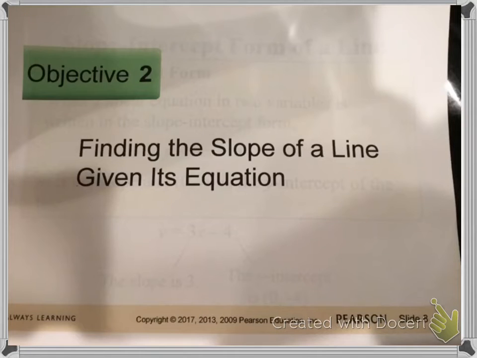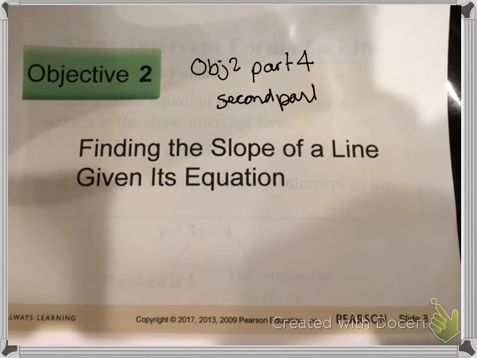All right, this is objective 2, so we're looking at objective 2 part 4, and this is the second part. So if you haven't seen the first part, please turn this off and go watch the other one first. All right, what we're going to do now is look at how we find the slope of a line given its equation.